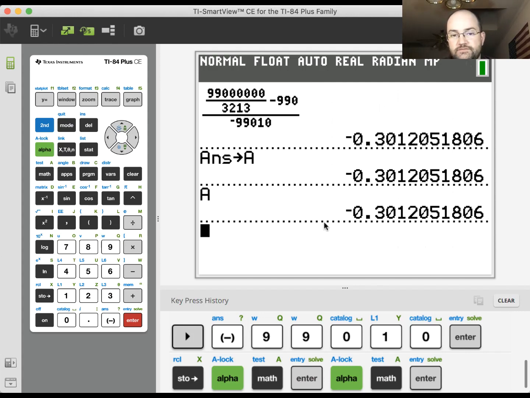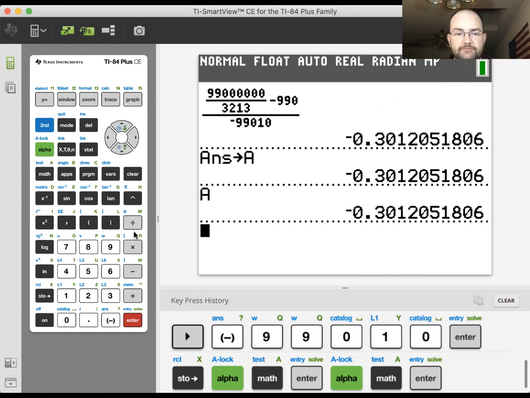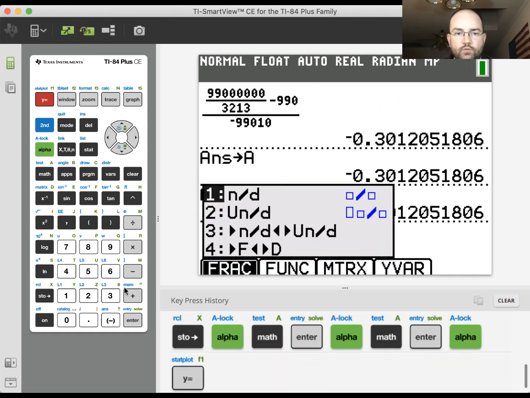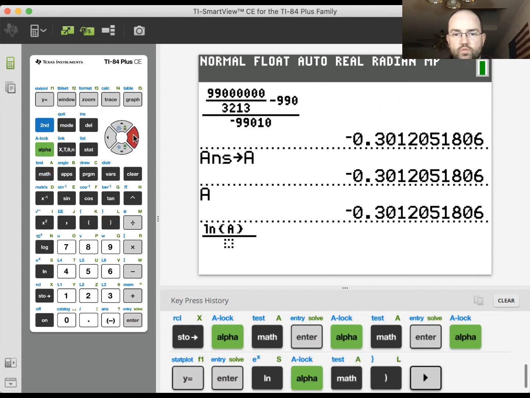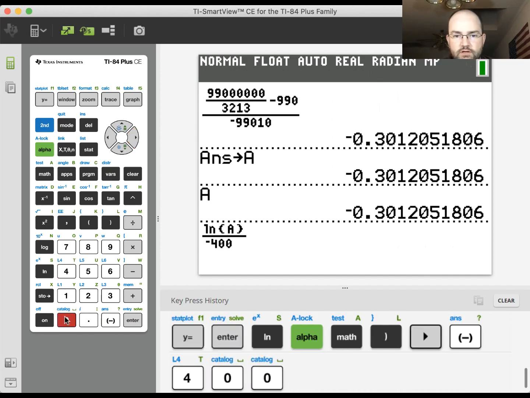And then we can just figure out what K is by typing in that expression. We have alpha y equals enter. Now natural log is on the left-hand side, and notice that that's where you get the exponential as well. So natural log of A, which is alpha A there, close parentheses, and then right arrow to the denominator and type in the negative 400,000. Enter.